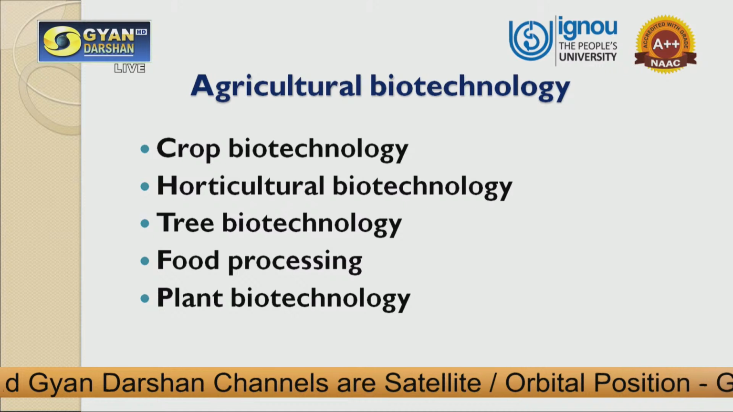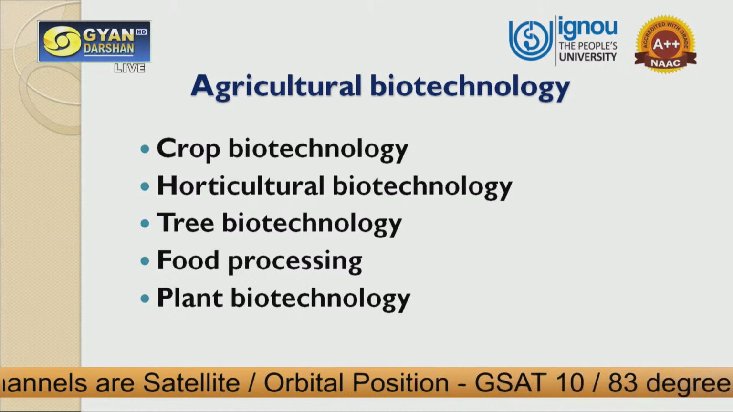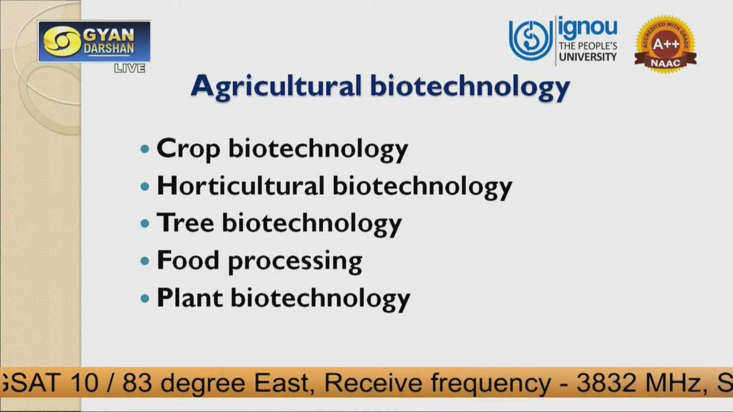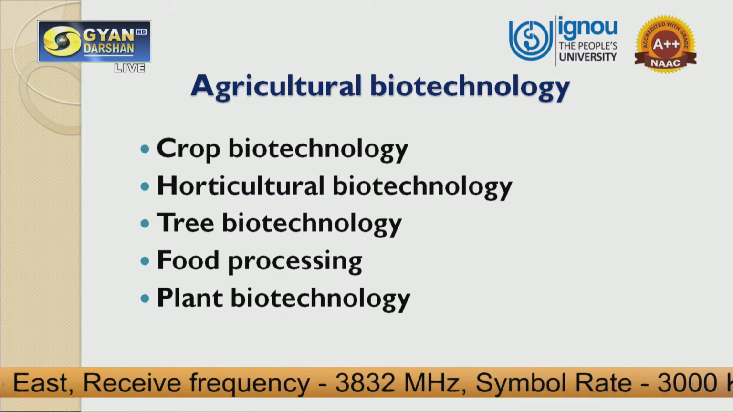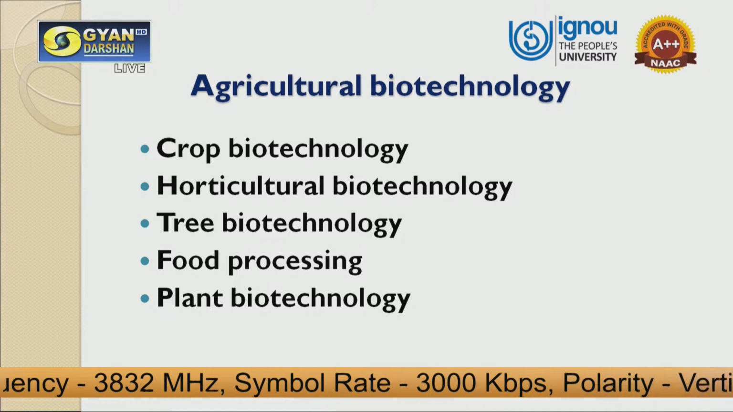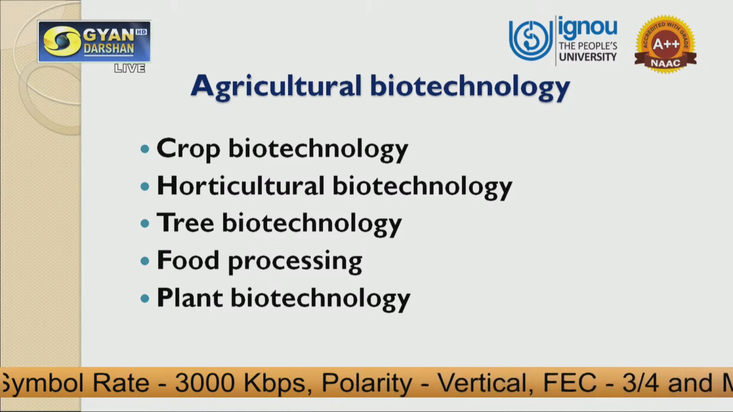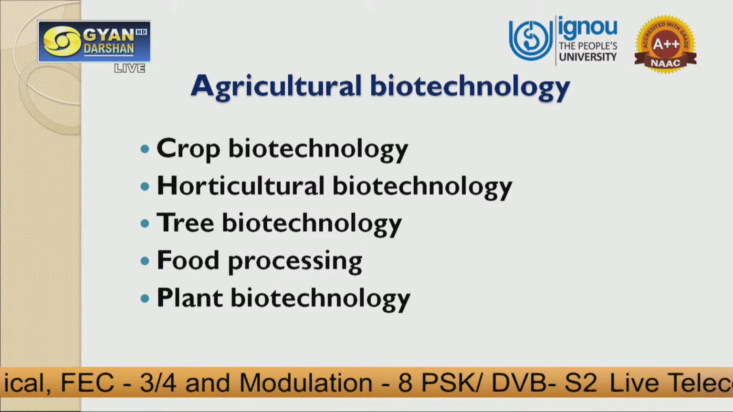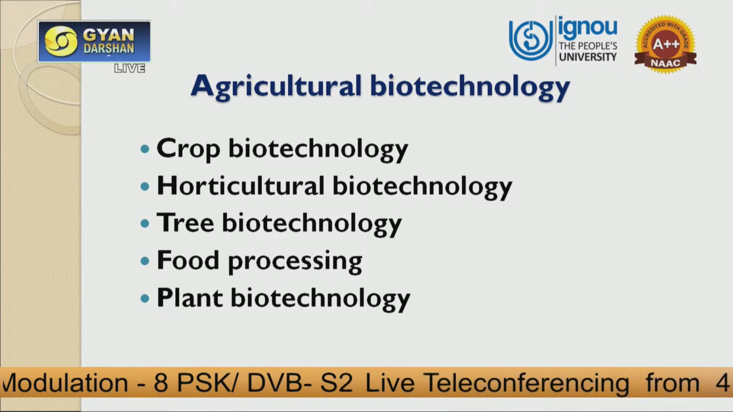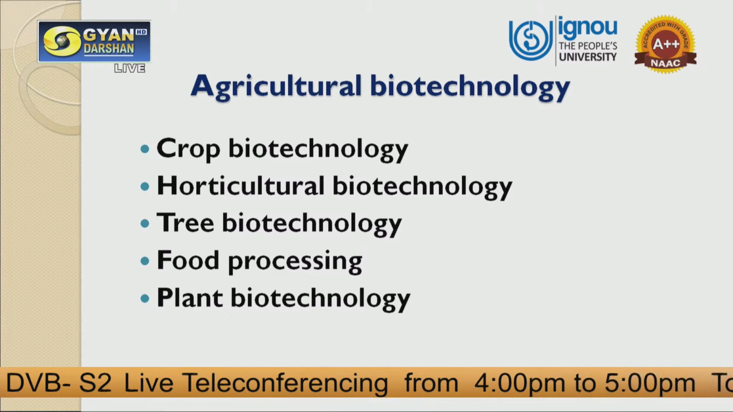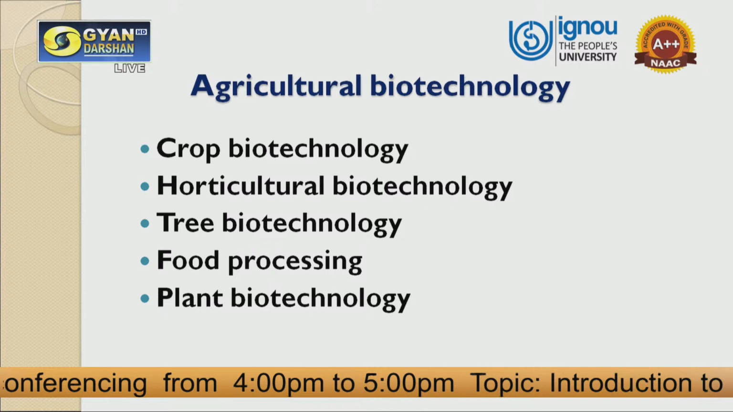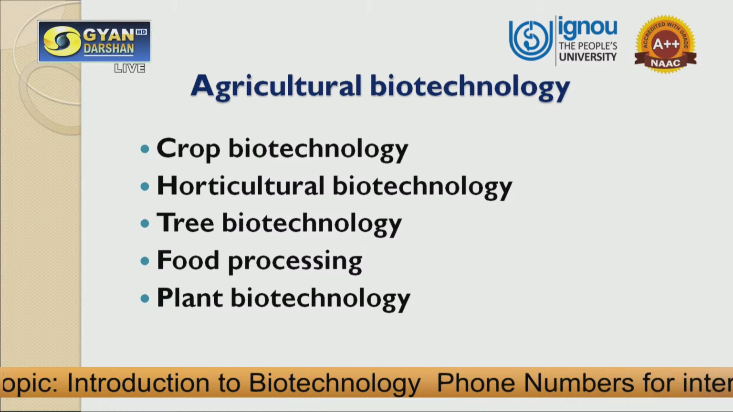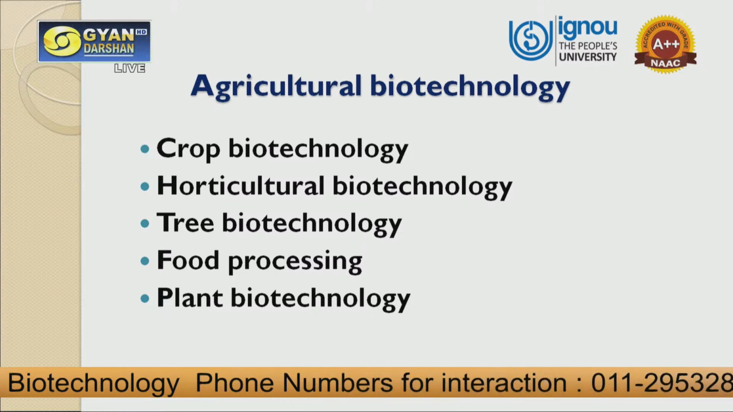So coming to agriculture biotechnology, this agriculture consists of what I have discussed in animals as well as in plants. Both things are covered under this broad umbrella of agriculture. Agriculture not only deals with plants, it also deals with animals. But our prime focus in this particular unit is on the plants. So you can quote all those examples of plants in agricultural biotechnology, where it can be subclassified into crop biotechnology, horticultural biotechnology, tree biotechnology, food processing, or plant biotechnology.